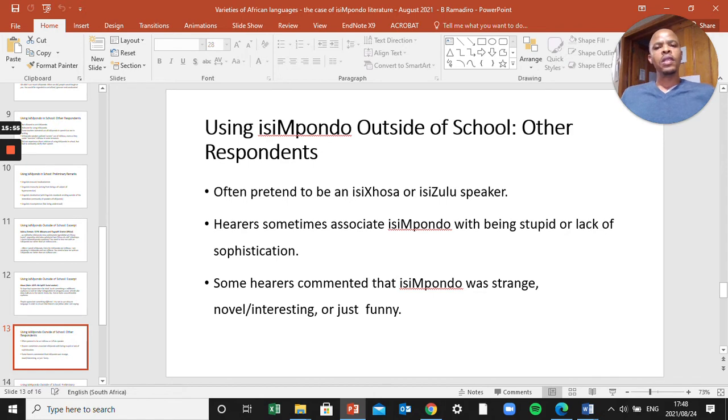And then another respondent said, hearers sometimes associate isiMpondo with being stupid or a lack of sophistication. So then you can imagine that people again hide their varieties, they suppress them, they don't use them in certain public spaces. And then another respondent said, some hearers commented that isiMpondo was strange, or novel, or interesting, or just funny. Funny as in weird.